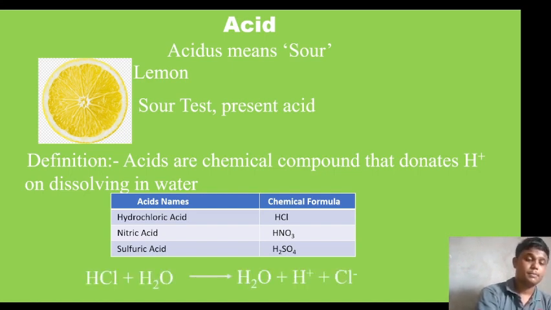Now, if I take HCl and dissolve it in water, what happens? HCl dissociates and gives H+ and Cl- in the water. So HCl is an acid because it gives H+ and Cl- in water.